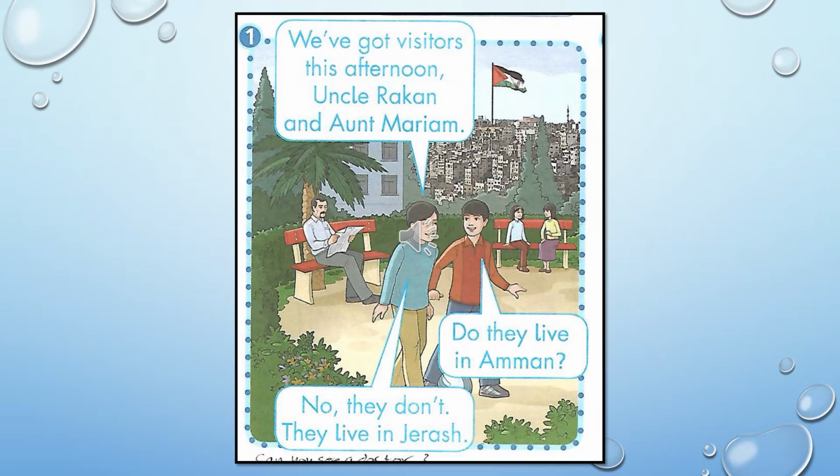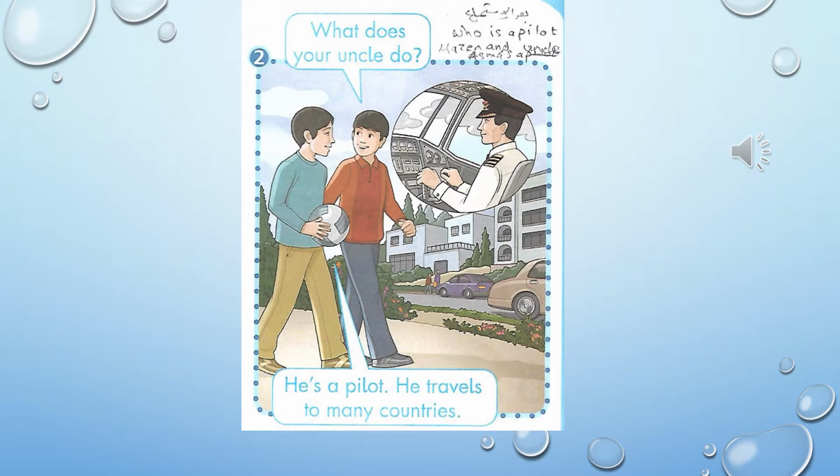We've got visitors this afternoon. Uncle Rakan and Aunt Mariam. Do they live in Amman? No, they don't. They live in Jeddah. What does your uncle do? He's a pilot. He travels to many countries.